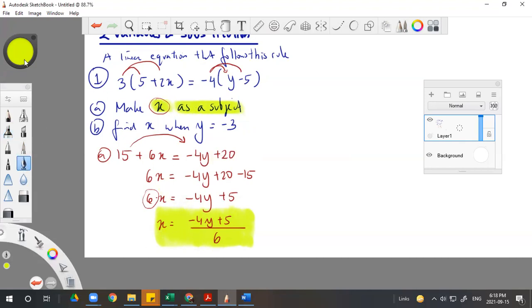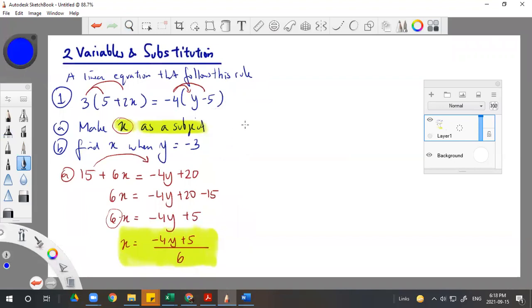Now, how to do B? So further, let's do B. Find x when y equals -3. Oh, very simple.